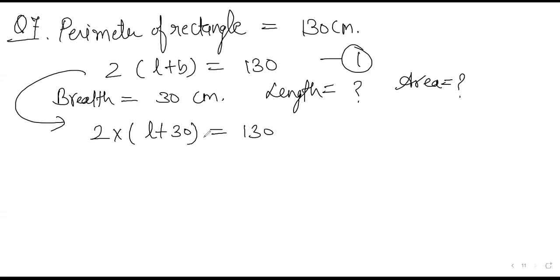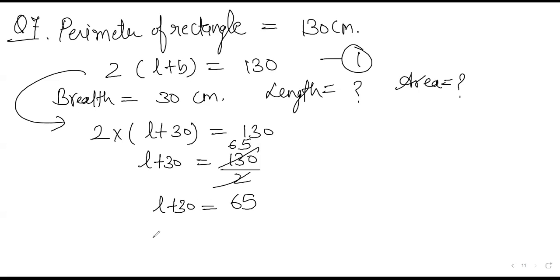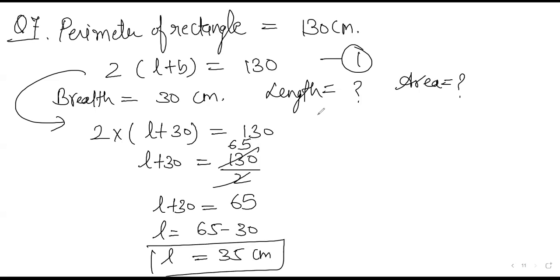Now 2 will be divided, so L plus 30 will be 130 upon 2. Simplifying and cutting it down, it gives you 65. 2 sixes are 12, 1 zero is 10, so 10, 2 fives are 10. So L plus 30 is equal to 65. So L is equal to 65 minus 30, which gives you 35 centimeters, the length of the rectangle.